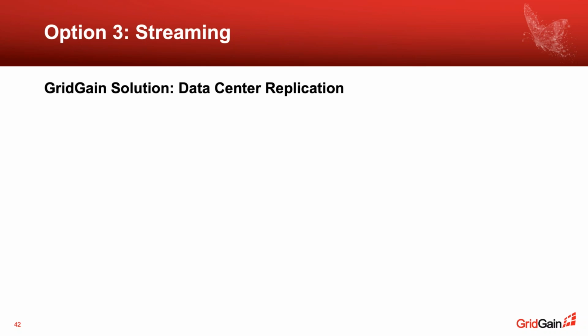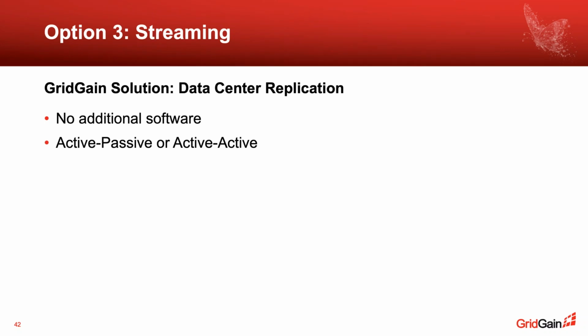So data center replication is a feature of GridGain Enterprise, which allows you to perform change data capture and streaming from one GridGain cluster to another without any additional software. It is just your two clusters connected with a replication link. It can be active-passive replication or active-active replication. We are not talking about active options today.